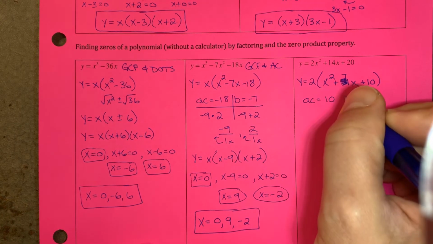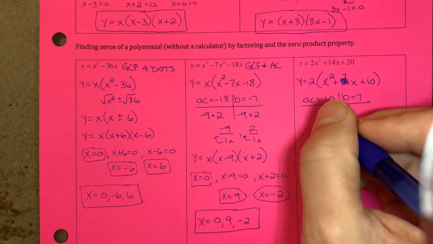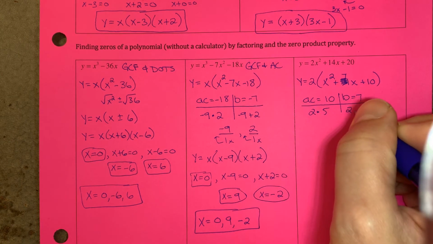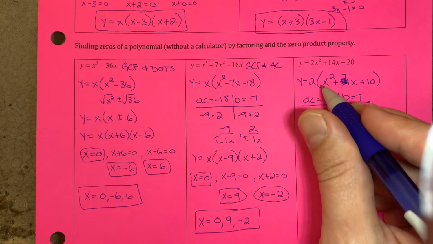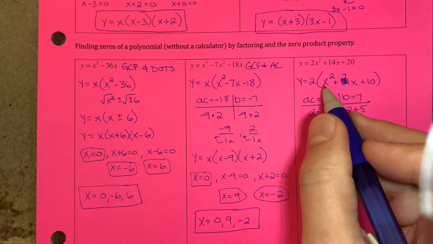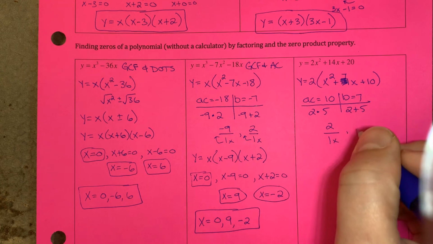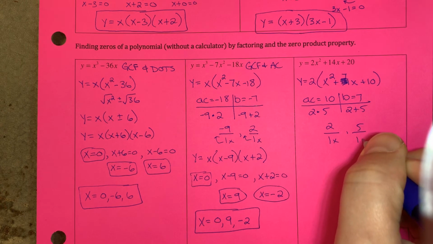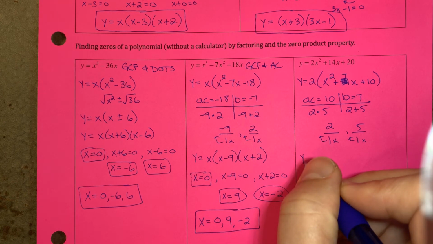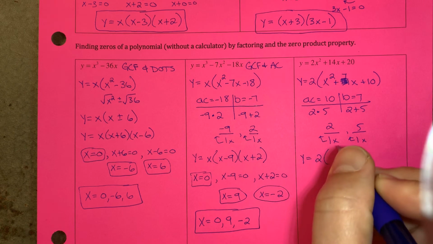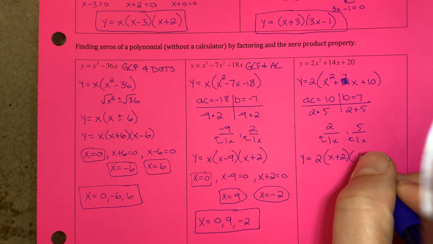AC is 10. The b value is 7. The factors that work out are 2 and 5. So take each one, divide by the a, the new a, not the original a. 2 divided by a is 1, so x, and the other one is 5 divided by a, which is 1. Ready for sliding. Don't forget about that GCF out front. y equals 2, parentheses, x plus 2, parentheses, x plus 5.